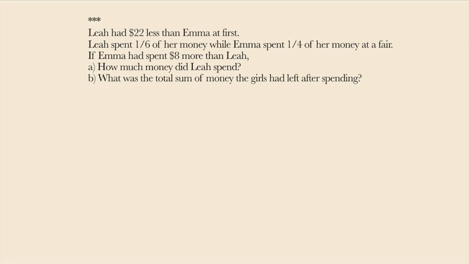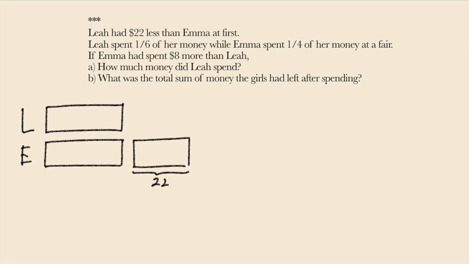Leah had 22 less than Emma, which also means Emma had 22 more. Next, Leah spent 1/6 of her money. We would normally reflect that by showing Leah having 6 units and shading 1 unit, right? Spent 1/6, so 6 units, shade 1 unit. Next, Emma spent 1/4. So how will we do that? We would shade 1/4 of this and 1/4 of the real number portion, the $22. Shade 1/4 of that.